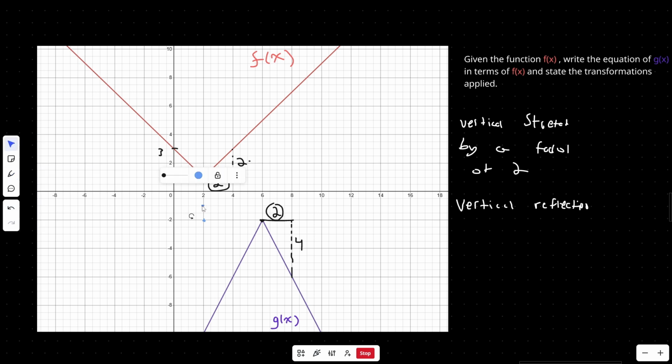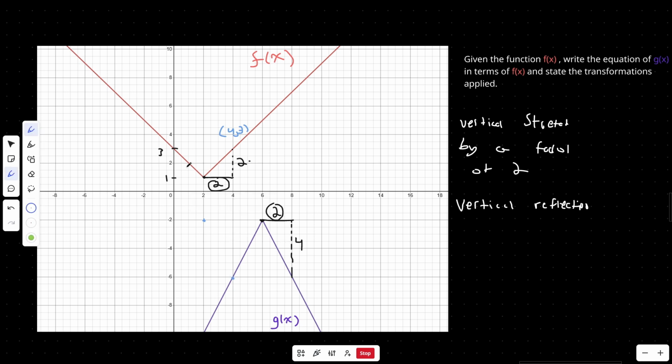So next, let's move on to some other points. Let's say we want to check the point 4, 3. So for the point 4, 3, all we're going to do is flip this y value 3 to negative, so it's going to be 4, negative 3. But since we're doing a vertical stretch, we're going to multiply the negative 3 by 2, so we're going to be at negative 6 right here. So we can get rid of this right there.